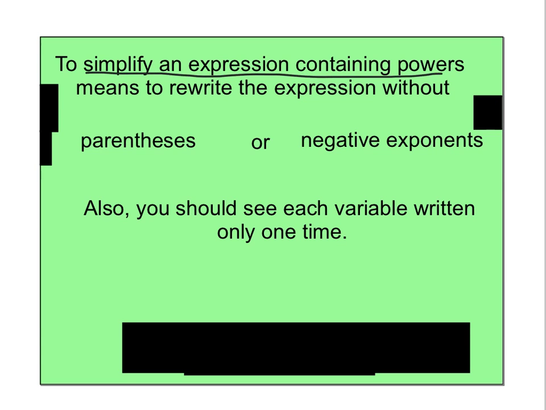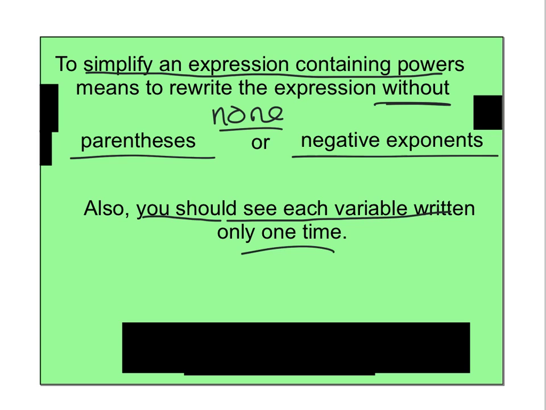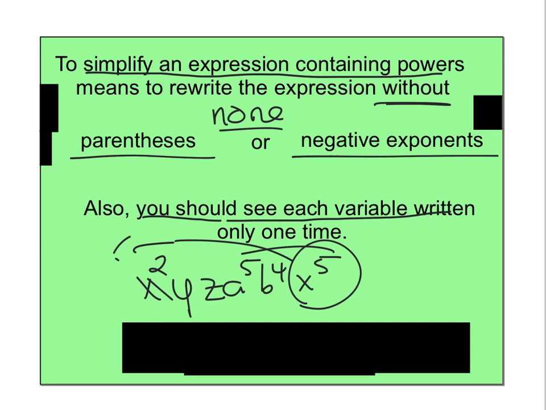Simplify with powers, with exponents, means you have no parentheses, no negative exponents. You can have none of these. No parentheses, no negative exponents, and you should see each variable written only one time. That means you do not have x squared, and then a y, z, a to the fifth, b to the fourth, and then another x to the fifth over here. You have to combine these two. All right? Do not have this.